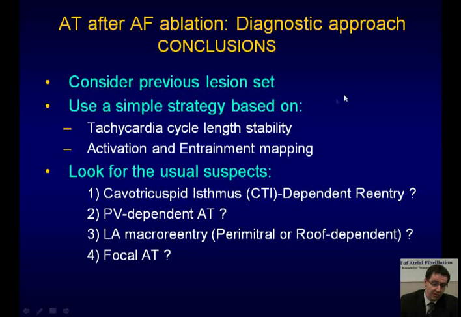What we should look for is first to eliminate a CTI-dependent reentry, then a PV-dependent atrial tachycardia. Then we have to look for a left atrial macro reentry either around the mitral annulus or via the roof of the left atrium, and finally, a focal atrial tachycardia should be mapped for.